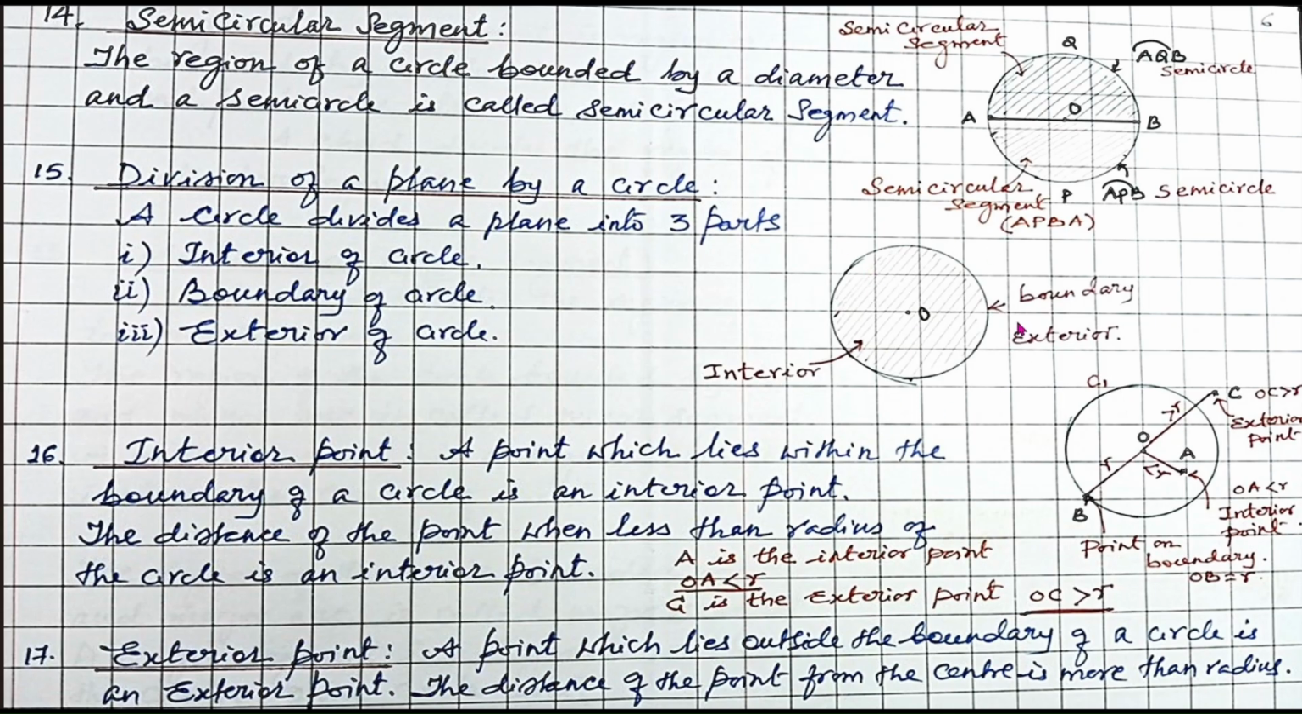Now division of a plane by a circle. When you draw a circle in a plane, it divides the plane into three parts, that is the interior of a circle, the boundary of a circle, and the exterior of a circle. Remember that.